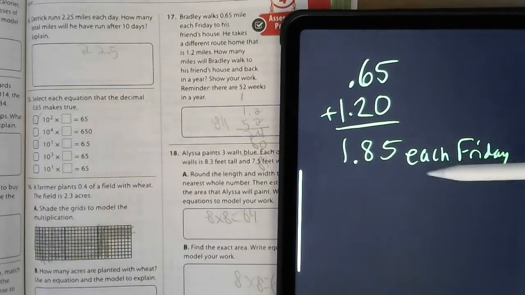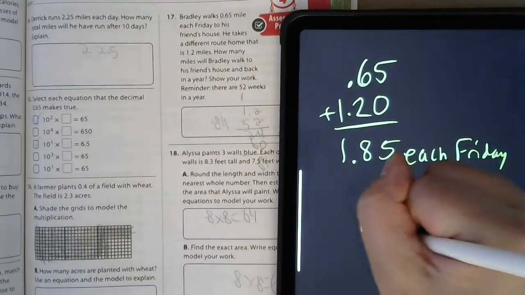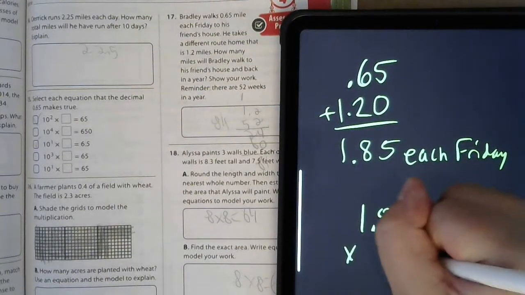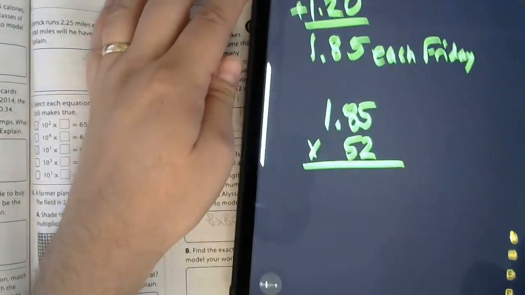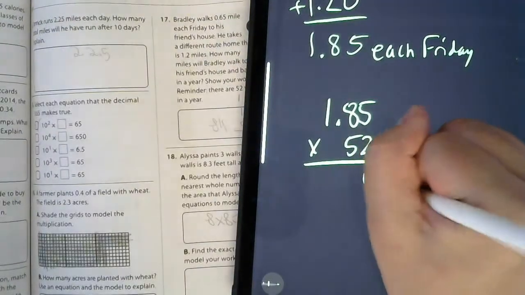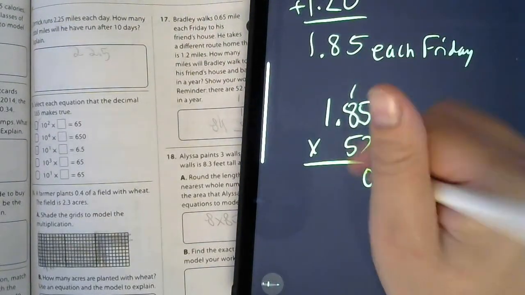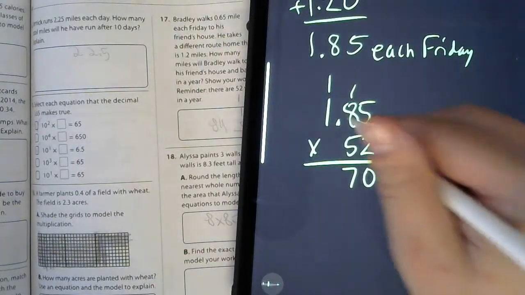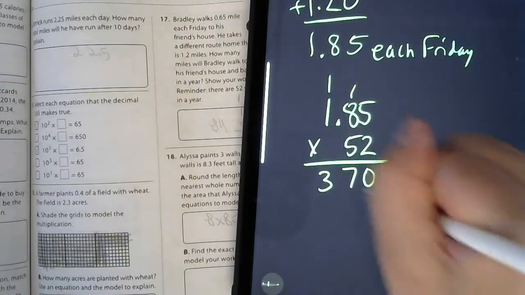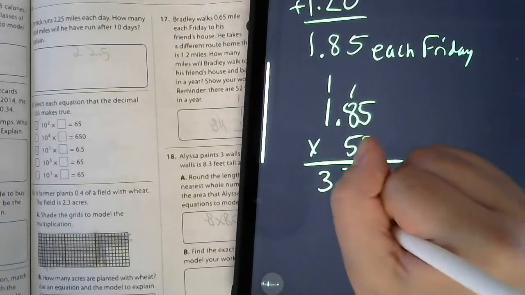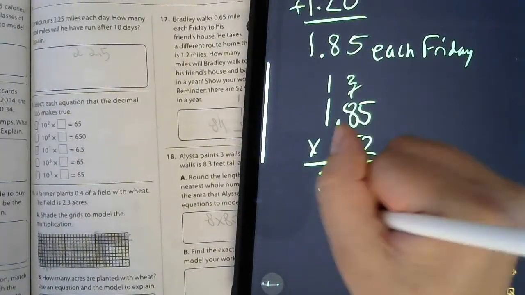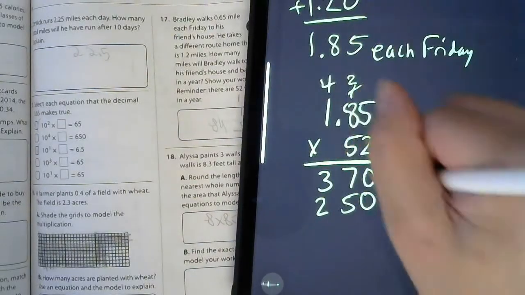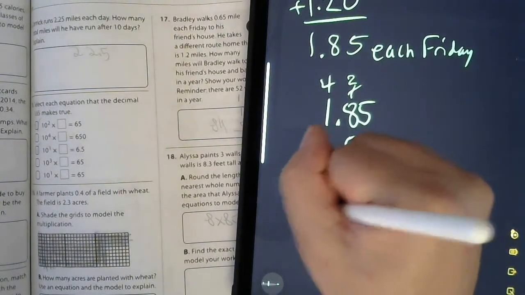So I could take 1.85 and add it 52 times, or just multiply. So I'm going to rewrite this as a multiplication problem. Again, I can multiply by just ignoring the decimal. So 2 times 5 is 10. 2 times 8 is 16, plus 1 is 17. 2 times 1 is 2, plus 1 is 3. Add a placeholder 0. 5 times 5 is 25. 5 times 8 is 40, plus 2 is 42. And 5 times 1 is 5, plus 4 is 9.